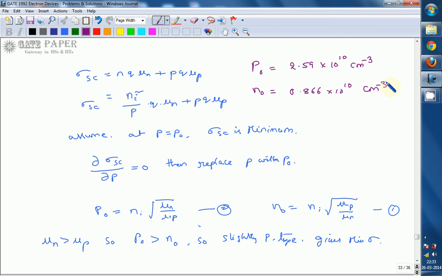So these are the electron and hole concentrations for the given values of mu n, mu p and Ni. So we have proved that if you want to get minimum conductivity, the semiconductor has to be slightly P type, and we can calculate the values for the given mu n, mu p and Ni. Thank you.